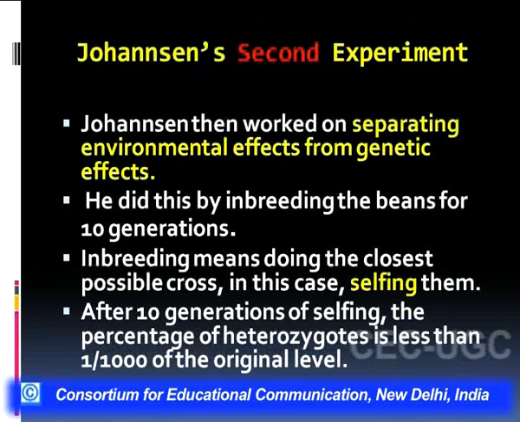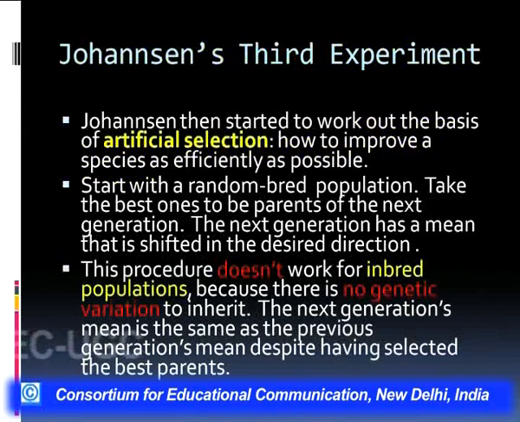Johansson's second experiment was even more interesting, because now he wanted to find out whether environment also plays a significant role. So, when he had 10 generations of inbred lines for beans, he was selfing them all the time. He found that the percentage of heterozygotes became less and less than the original level after each generation. Now, these were pretty expected results.